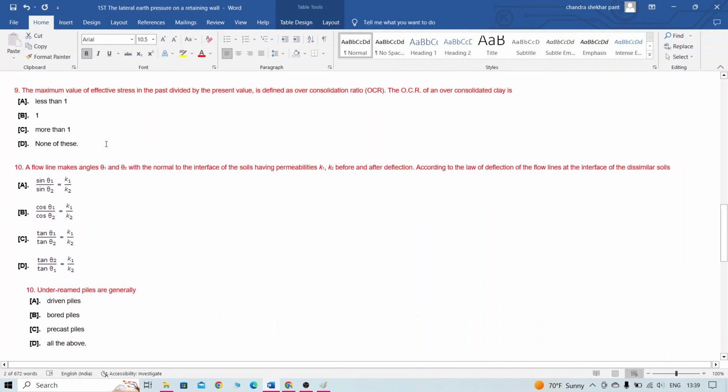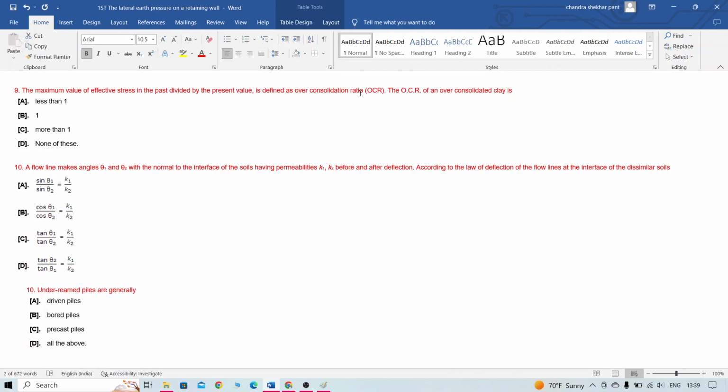Okay, the next question: the maximum value of effective stress in the past divided by the present value is defined as over consolidation ratio. Yeah, it is good. So in another way, how can we memorize this? For this, I have a thumb rule, a kind of technique. Let's suppose I have a friend. In the past, he used to be the humble one, but now he gets over. He reacts overly in every circumstance.